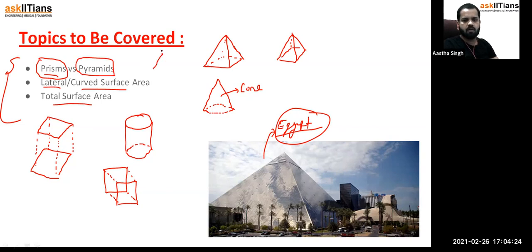Now let us discuss lateral and curved surface area. The curved surface area is what you get if you remove the top one and the base one. This is your top and this is your base. If you do not include the top area and base area, then it is generally the curved surface area. Curved surface area is basically the area of the four walls.